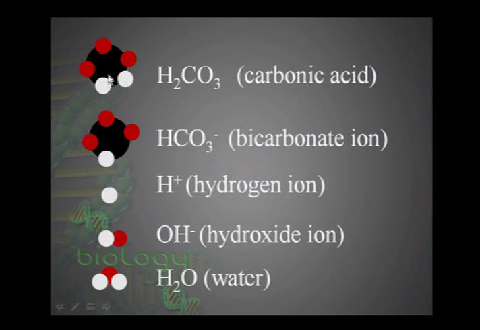So this would be H2CO3. That's the carbonic acid, intact carbonic acid. The bicarbonate ion is going to be HCO3. That's the bicarbonate ion. Hydrogen ions will just be the white spheres. I'll also be talking about hydroxides, and that will be an O and an H. And then I'll show you a water molecule too, which would be H2O. So this is the key for the diagrams and the PowerPoint that we're going to be using here, which is also in your lecture outline.